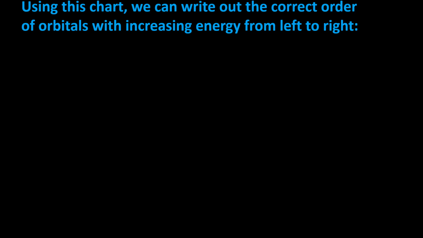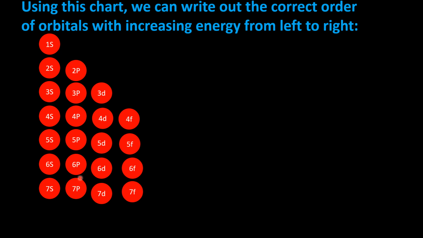The next thing is using this chart. Here we have the chart. We can write out the correct order of the orbitals with increasing energy level from left to right in the periodic table. Here you can see how we can fill the electrons along the periodic table. First we fill the 1s, then 2s, 3s, 4s, 5s, 6s, 7s, and then we have the 2p, 3p, and so on. So how will we fill the electrons using this chart?